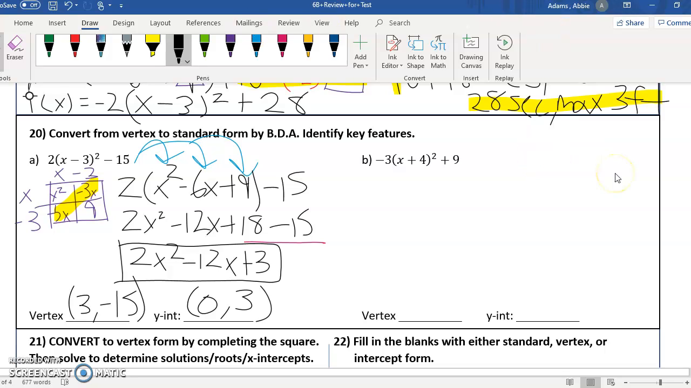We're once again going to start with our vertex. If I'm looking here, our negative h value is going to be, instead of positive 4, we're going to have negative 4 for the x value of the vertex, and 9 for the y value of the vertex. Then we get into box. We'll make my box.